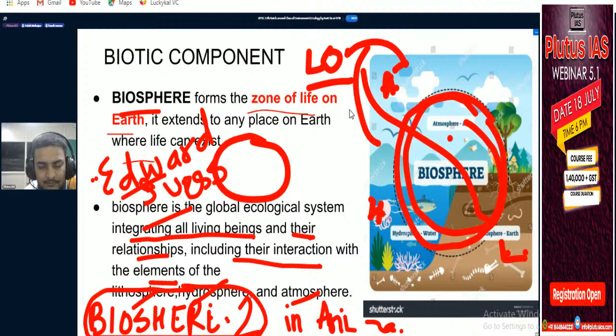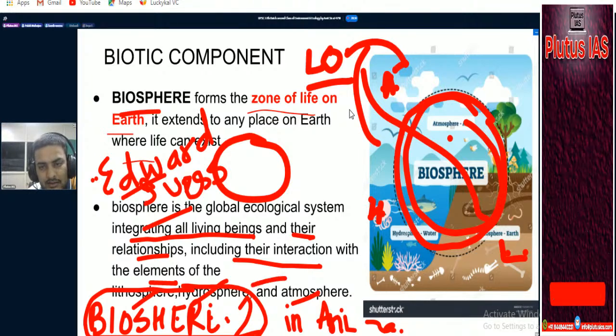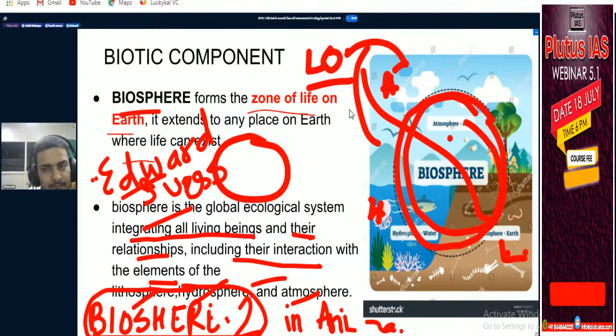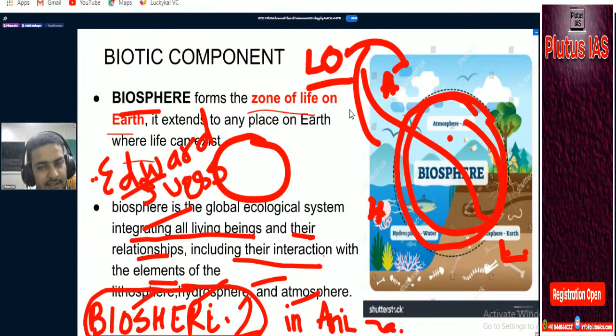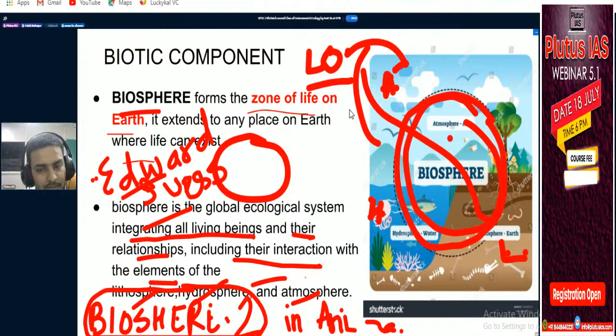Clear? So what can be the benefit of making this artificial biosphere? Evolution study. It can also help us in setting up extraterrestrial life. Are you getting me? What is extraterrestrial life? Aliens, on planets like Mars.